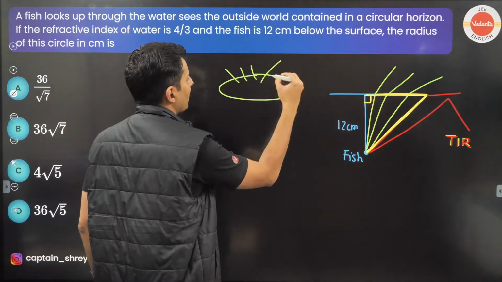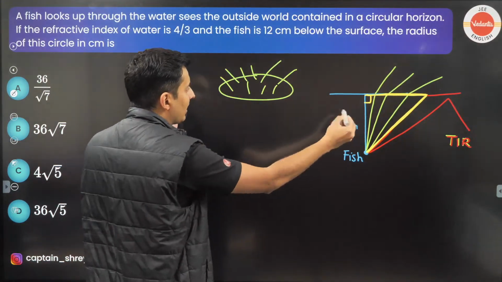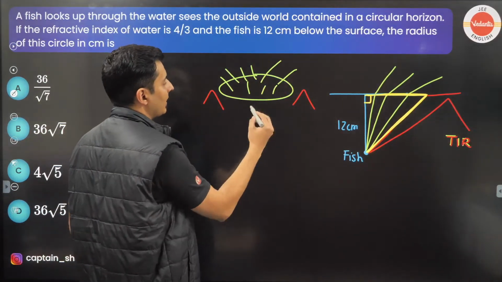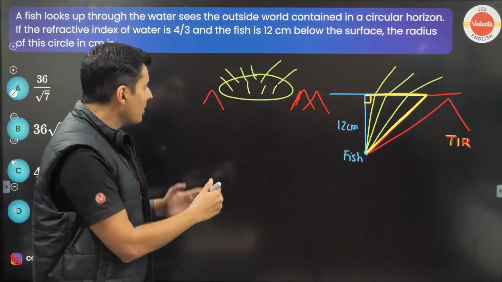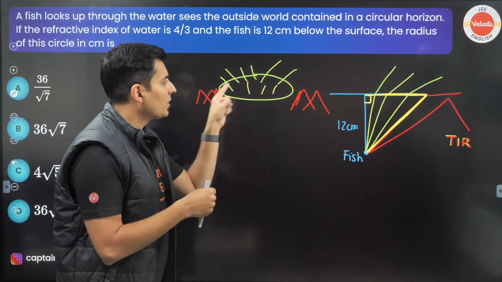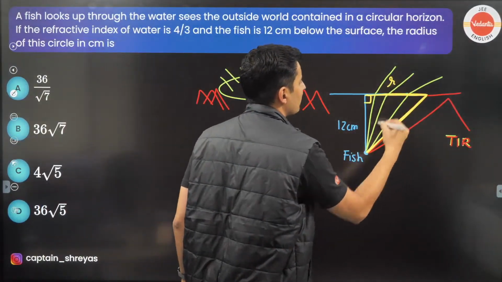In that patch, the rays from outside are definitely entering in, but after that circular patch, what is happening? The rays are just getting internally reflected. I hope this is very, very clear, guys. Only inside this patch the rays are entering in. So the question is, what is the radius of such a circle?